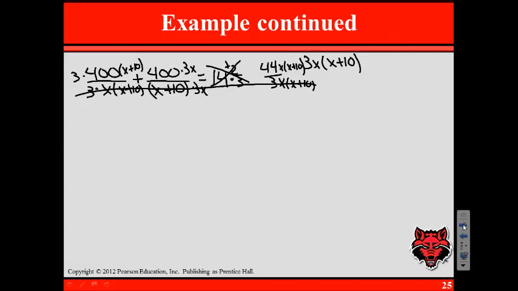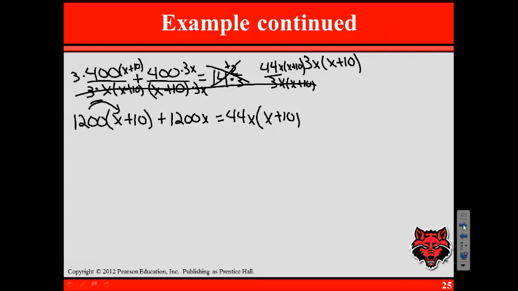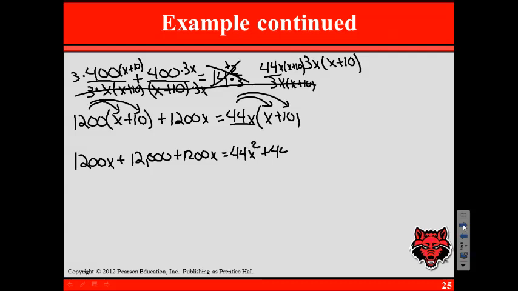Doing so will give us a common denominator that we can cancel out. We do a little bit of simplification. 3 times 400 is 1200 times x plus 10, plus 1200x equals 44x times x plus 10. Let's distribute where it's necessary. So we distribute the 1200 into the parentheses, and we have 1200x plus 12,000 plus 1200x equals, let's distribute the 44x into the parentheses. This becomes 44x squared plus 440x.